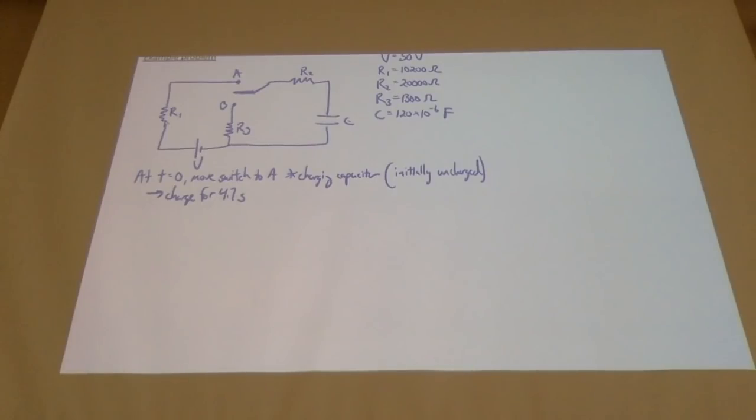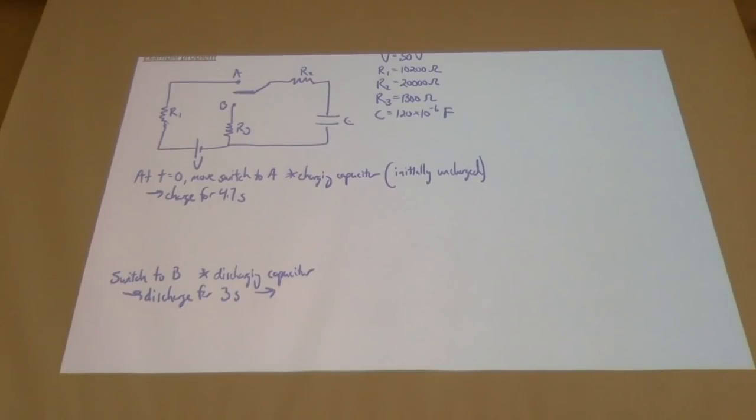Then we are going to switch, for whatever reason I can't write the word switch, over to B, at which point we'll be discharging the capacitor from whatever state it reached during that first 4.7 seconds. And then we're going to discharge for 3 seconds.